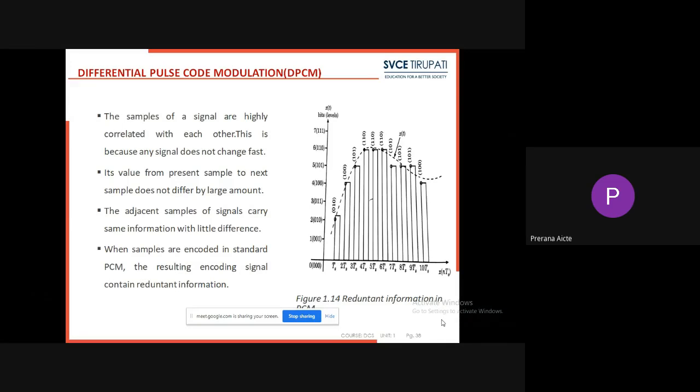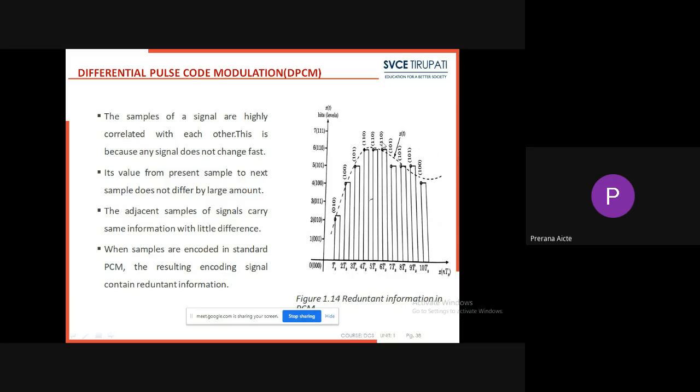What is differential pulse code modulation? As the name says, the samples of the signal are highly correlated with each other. If you look at the signal, on the x-axis we have taken x of nTs, which is continuous in amplitude, discrete in time. On the y-axis we have taken the bit levels. Here the sample is 0, 1, 0. Here the sample is 1, 0, 0. Here the sample is 1, 0, 1. Here, if you observe, 1, 1, 0, 1, 1, 0, 1, 1, 0.